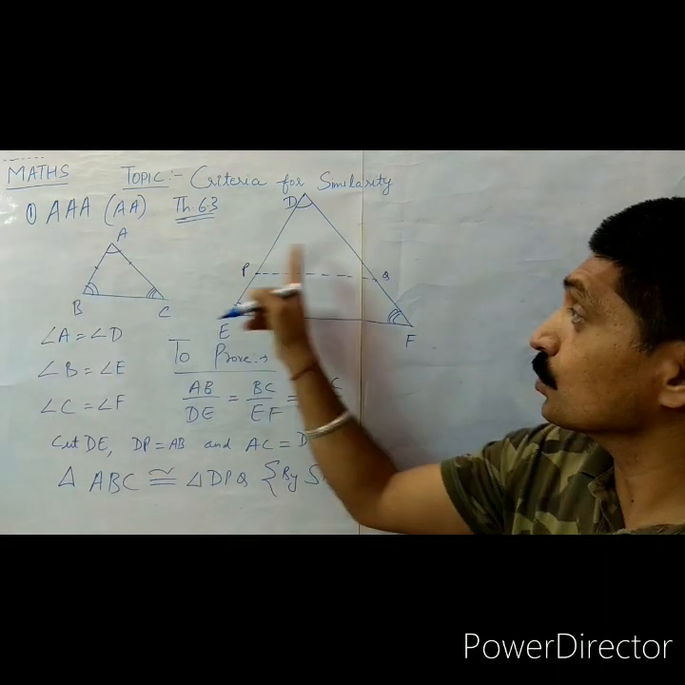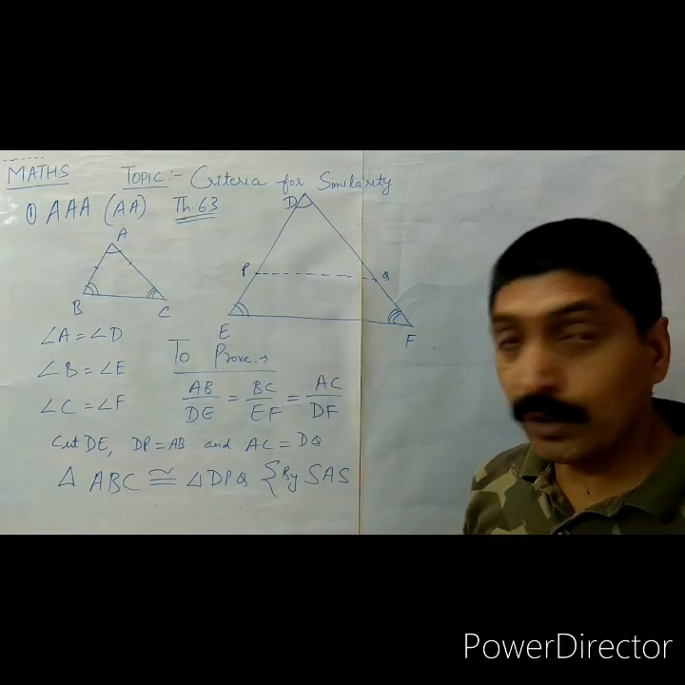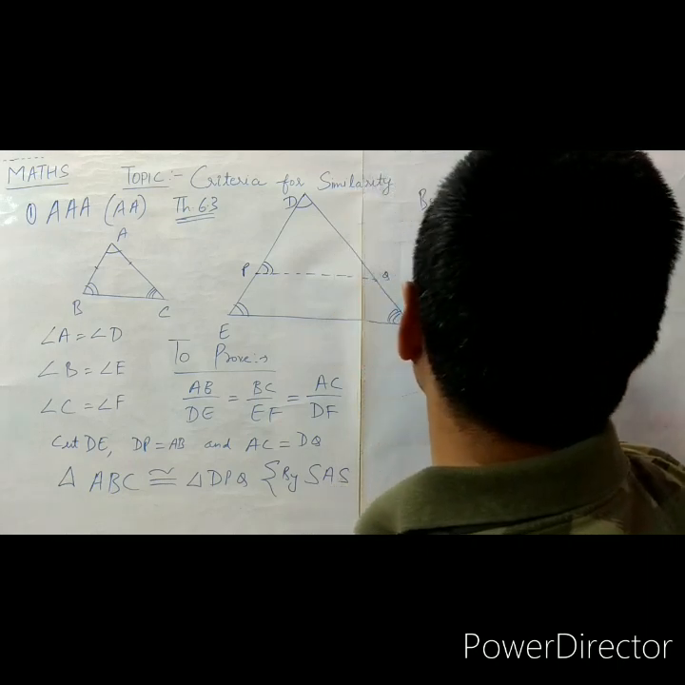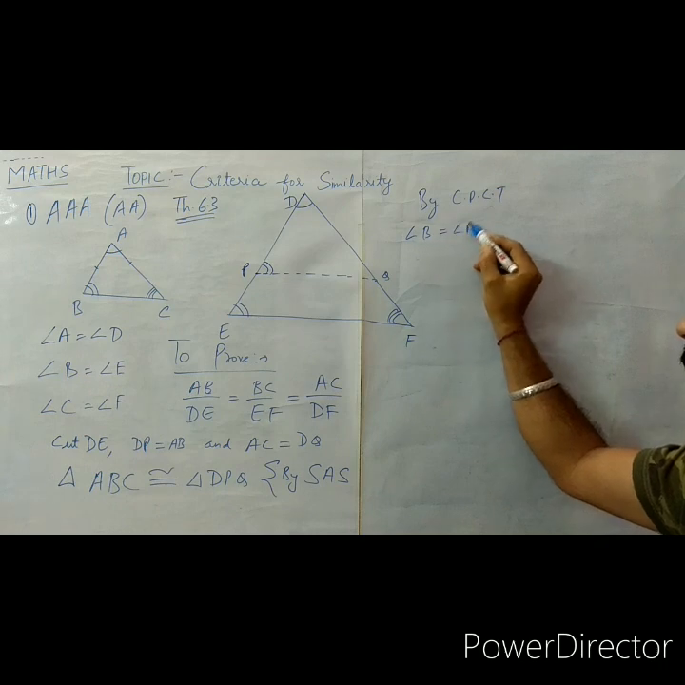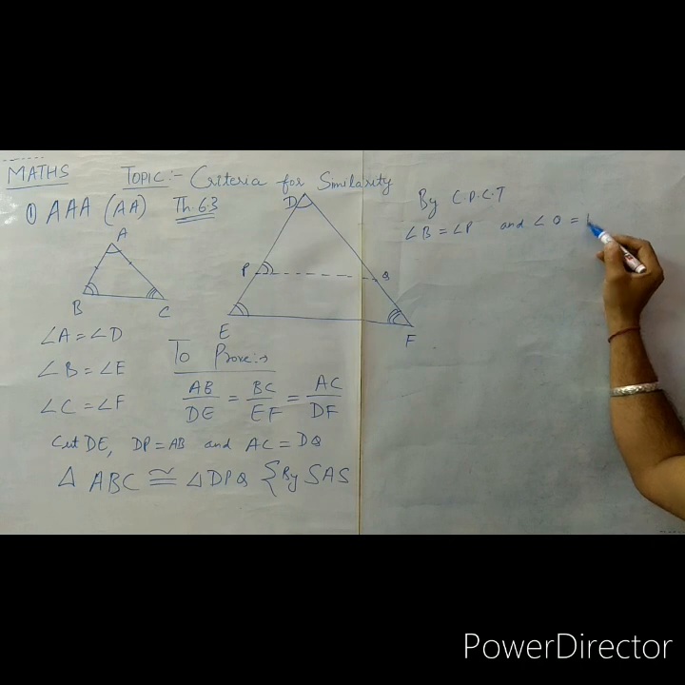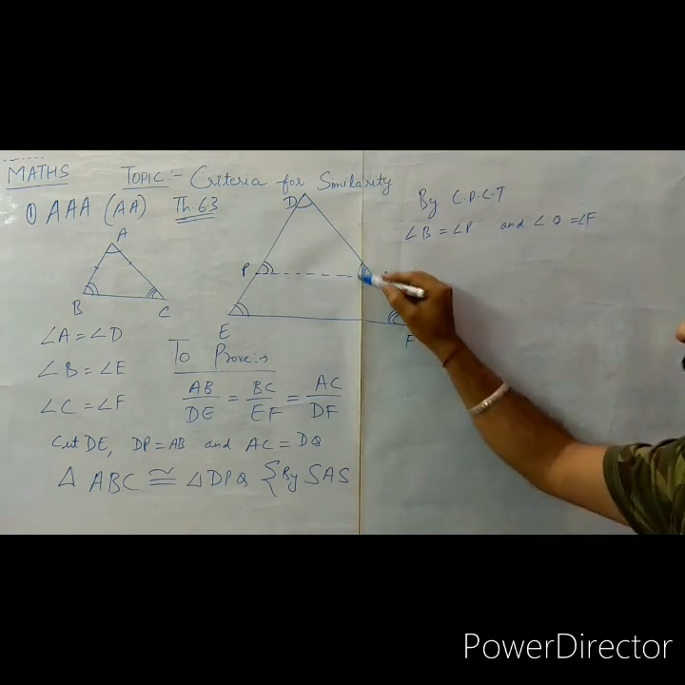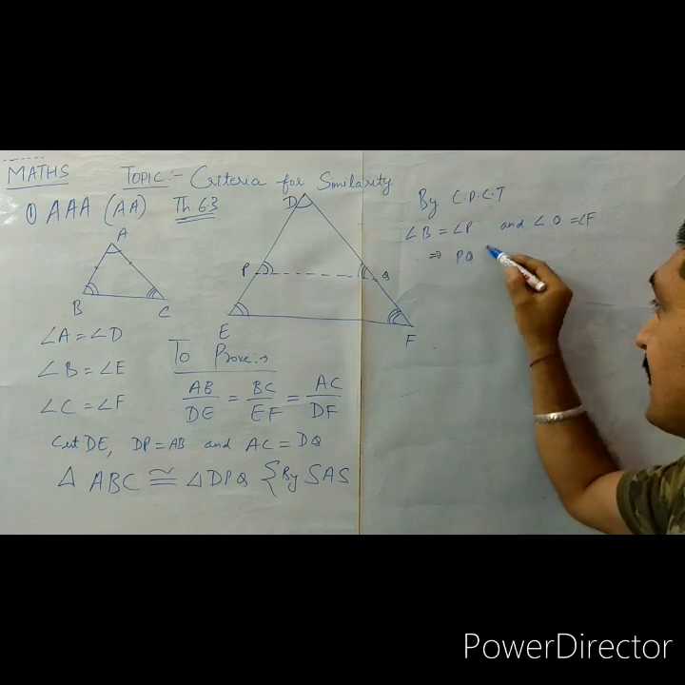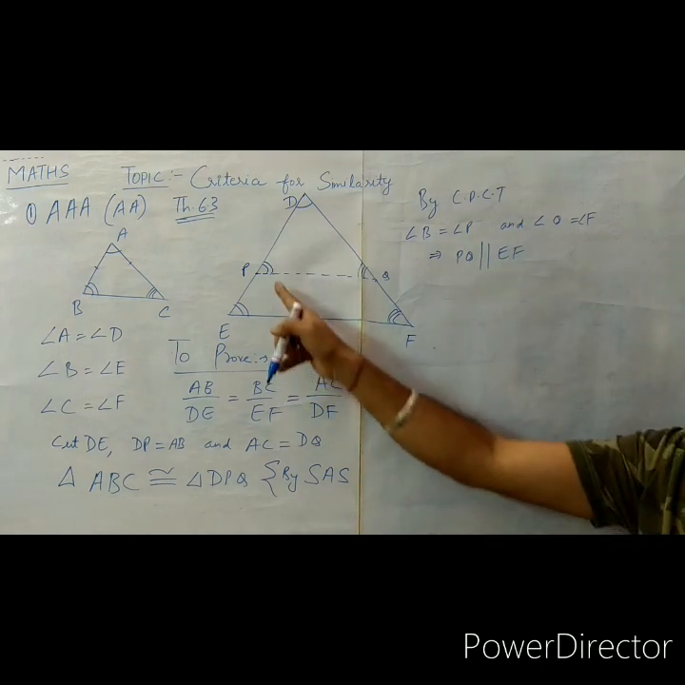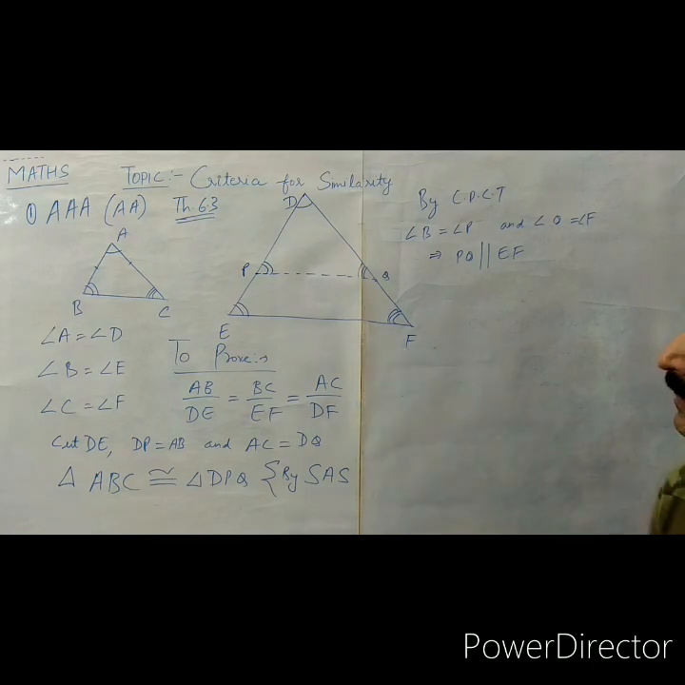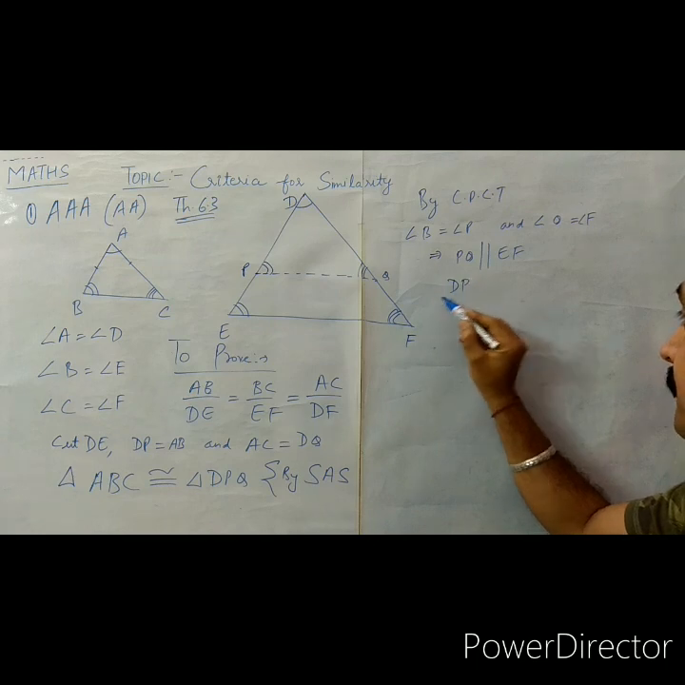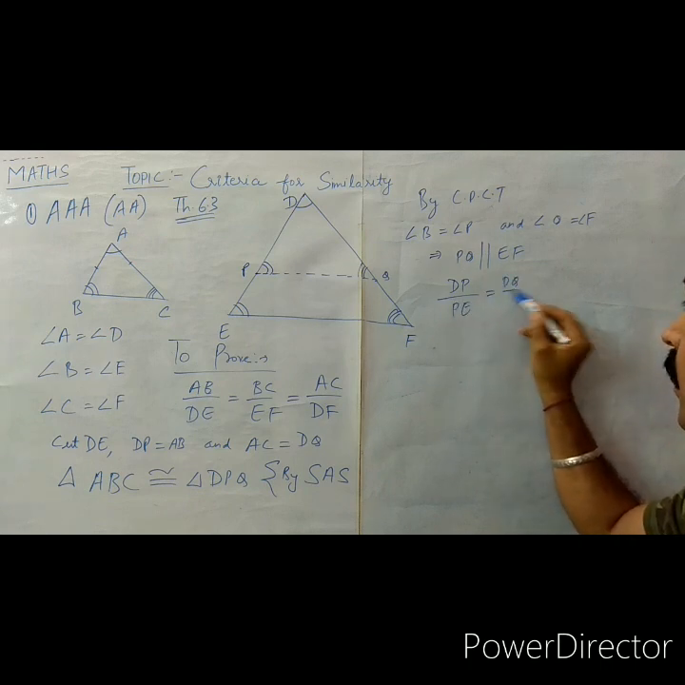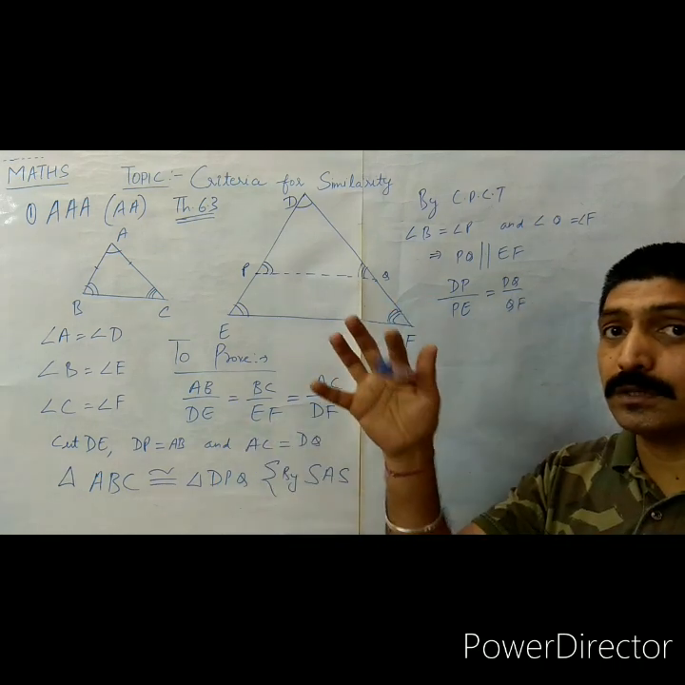Now, if these two triangles are congruent, by CPCT we have angle B is equal to angle P and angle C is equal to angle Q. So if these angles are equal, meaning these are corresponding angles, this implies that PQ is parallel to EF, and if PQ is parallel to EF, then by BPT we have DP upon PE is equal to DQ upon QF. We have gone through the concept of BPT in detail.